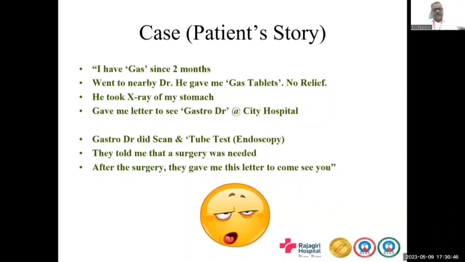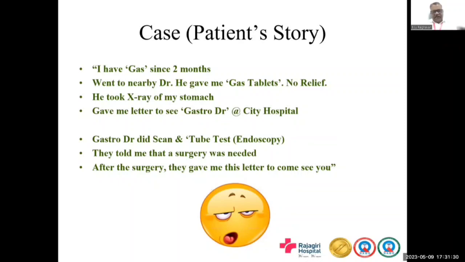So we start this interview with the patient, comes and tell me, what brings you here, etc. And then the patient says, you are saying that I have had gas since 2 months. So I went to the nearby doctor. He gave me some gas tablets, which I took for 1 week. There was no relief. Then I went back to him and he asked me to get an X-ray of my stomach. And after seeing that, he gave me a letter to see the gastro doctor in the city hospital. So the gastro doctor saw me and then he asked me to get a scan done and then a tube test. And after seeing all those results, they said that I need to undergo a surgery.